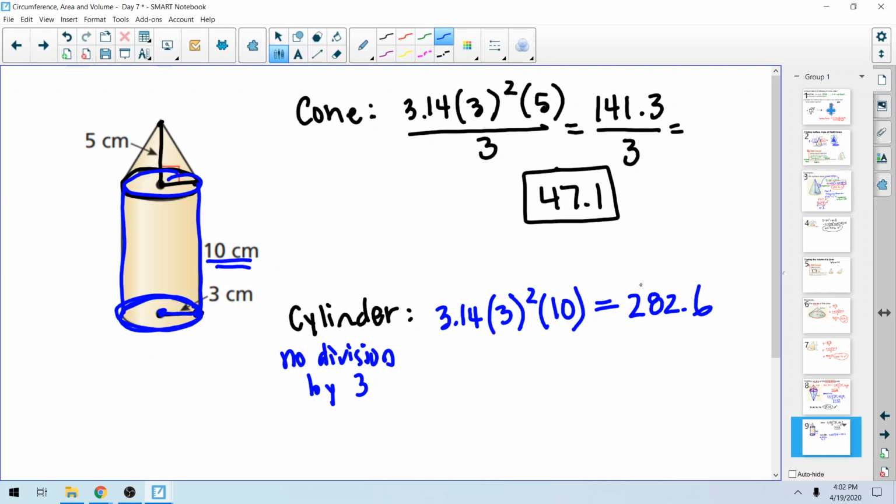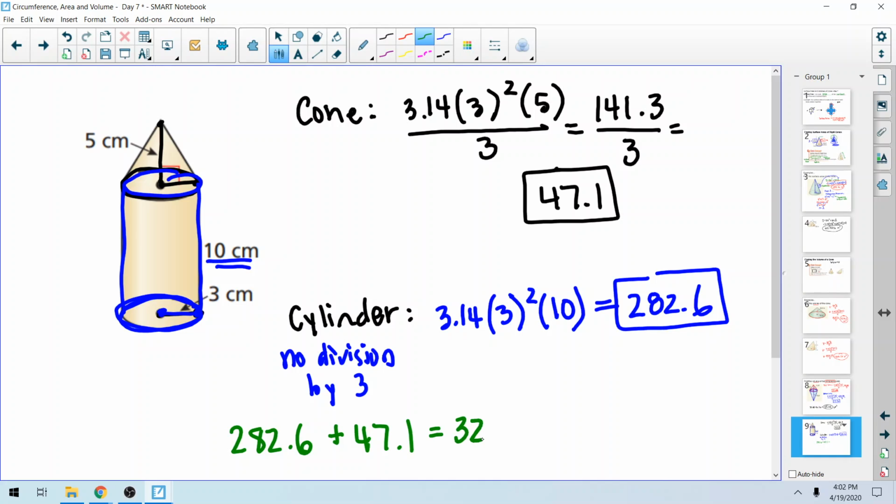And then if we want the volume of the entire thing, we're going to take 282.6 and we're going to add 47.1, which gets us 329.7 centimeters cubed.